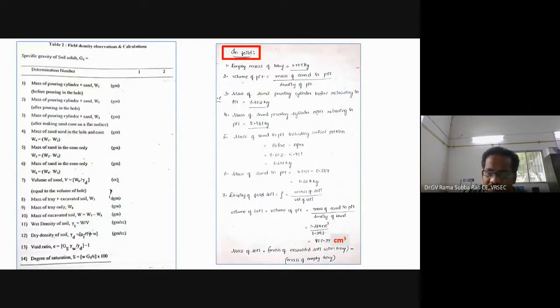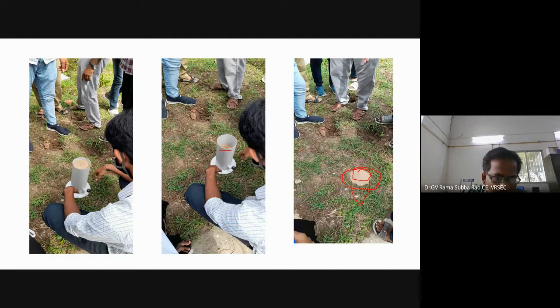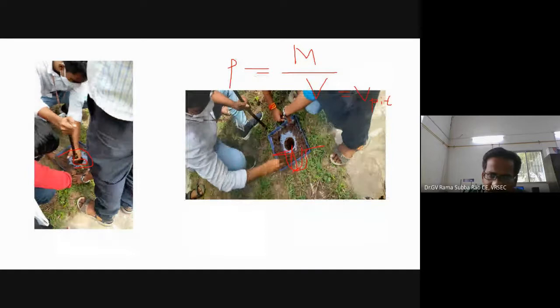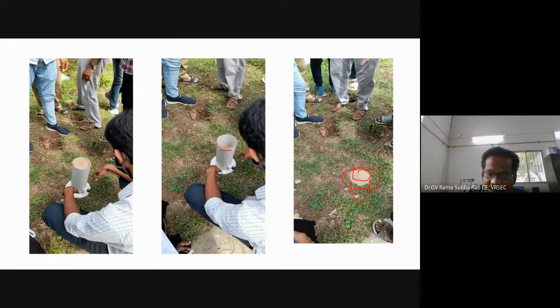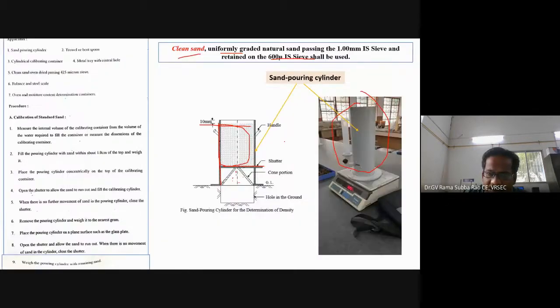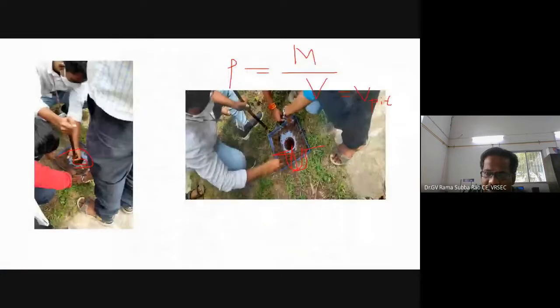Now we are determining the density of soil. You see the empty mass of the tray. This is the tray, the empty tray. The empty mass of the tray is 1.55 kg. Now the volume of the pit, which I mentioned already, is mass of the sand in the pit by density of sand. I know the density of sand; just now we calculated it. Here you see we got the density of sand as 1.393 gram per cc.